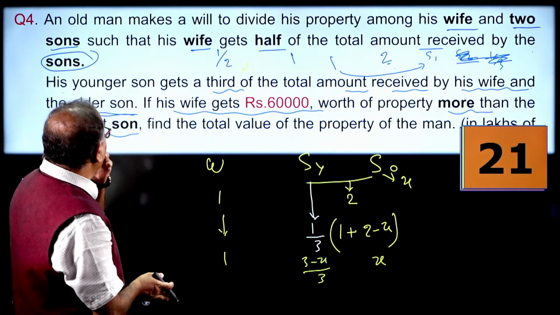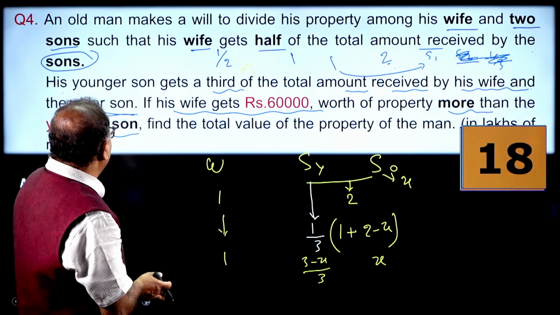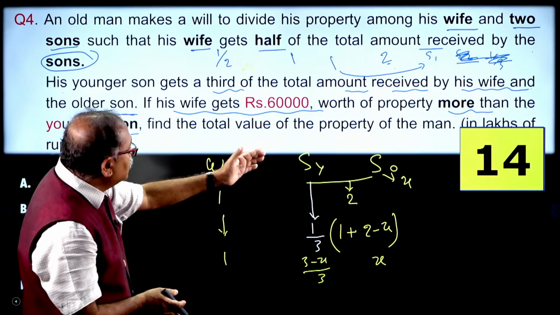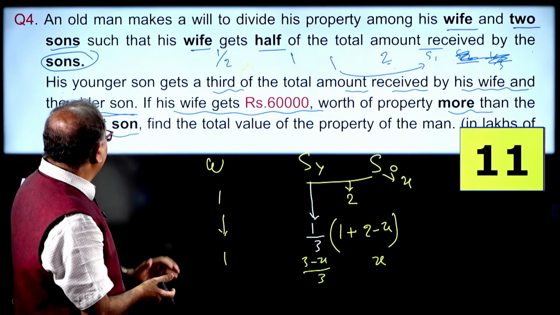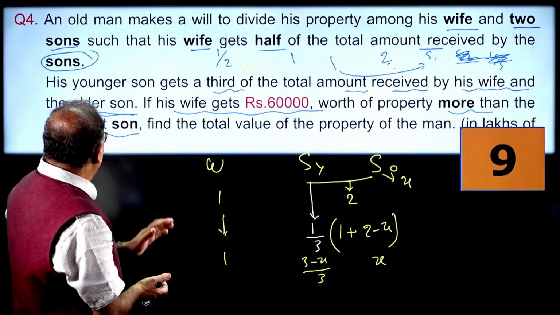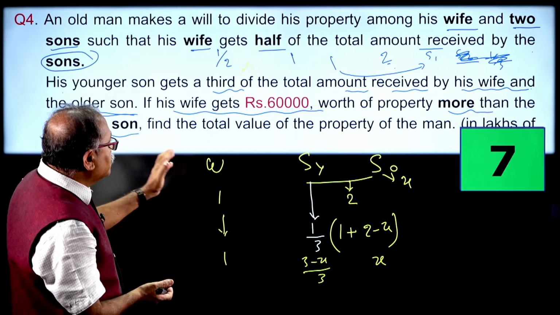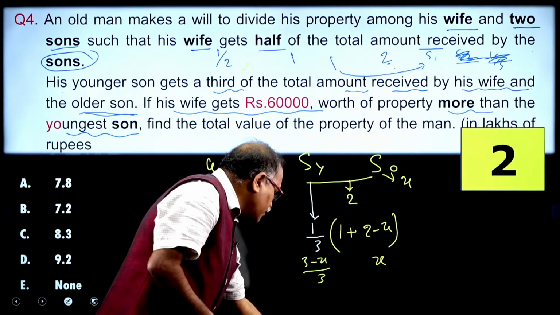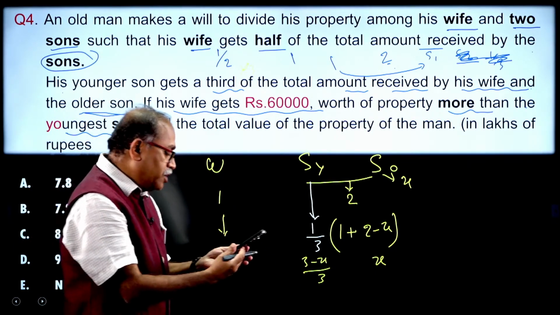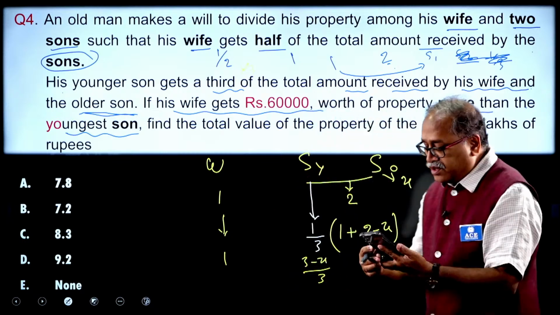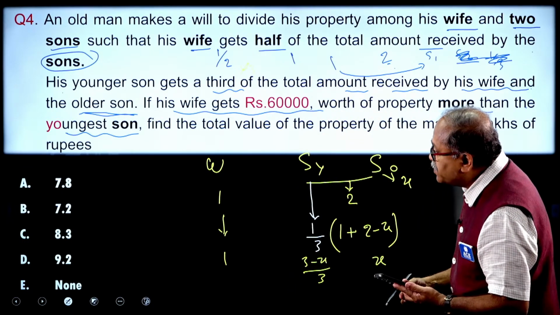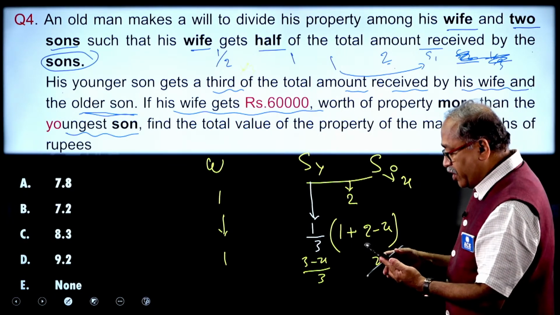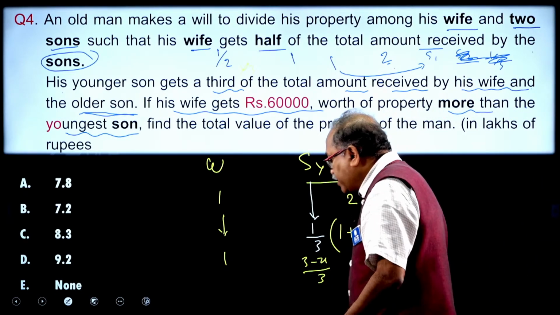Half of the total amount received by sons. His younger son got 1/3 of the total amount received by his wife and elder son. Okay, so I have to find out the ratio over here. Anyone getting the answer? 3.6 lakhs, Sumit sir, 3.6 lakhs. Do we have the option 3.6 lakhs? No, no. Okay, fine.